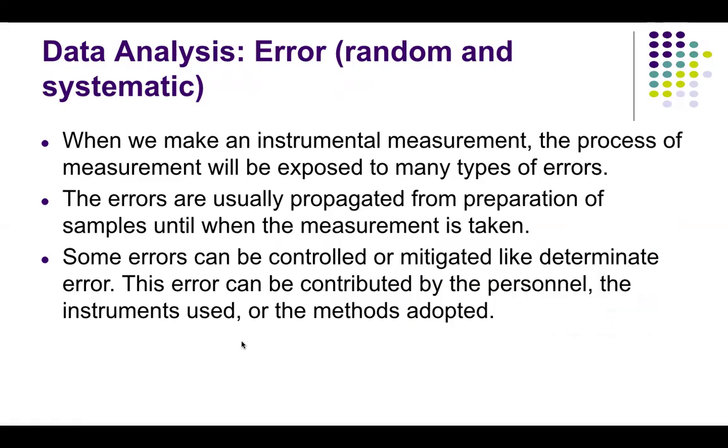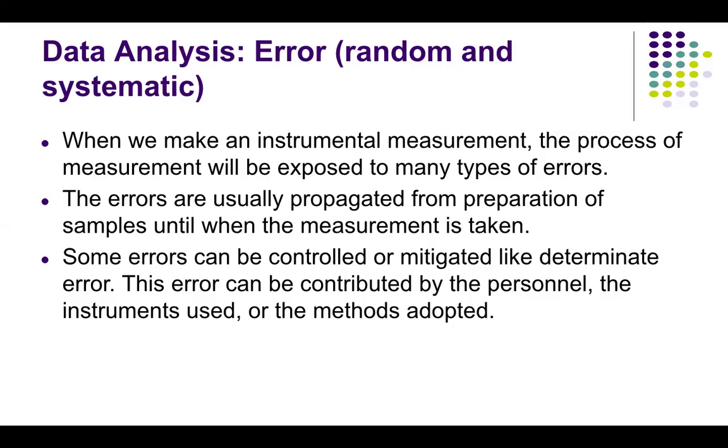Let's talk about systematic first. You can find the systematic or random error in the reference book, no worry. Imagine that you are doing a titration, but it's a manual titration. I'm not talking about the auto titrator. If you are doing instrumental measurement, the process of measurement will be exposed to many types of error. So let's talk about systematic error.